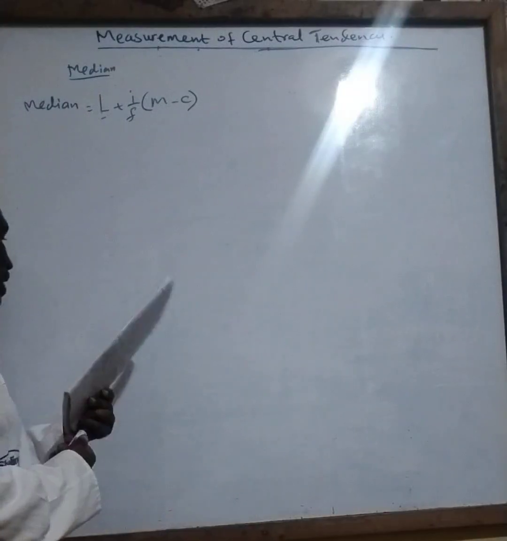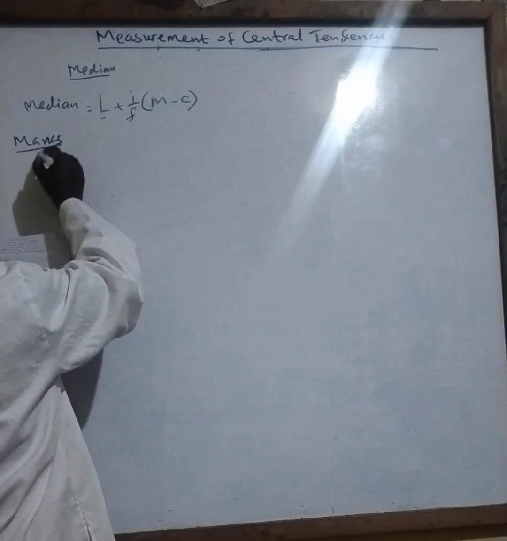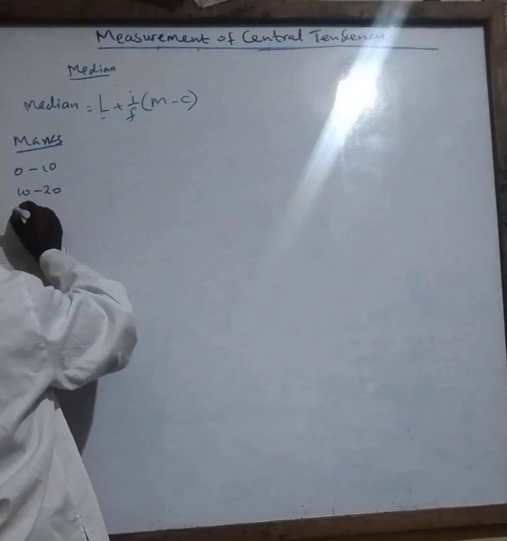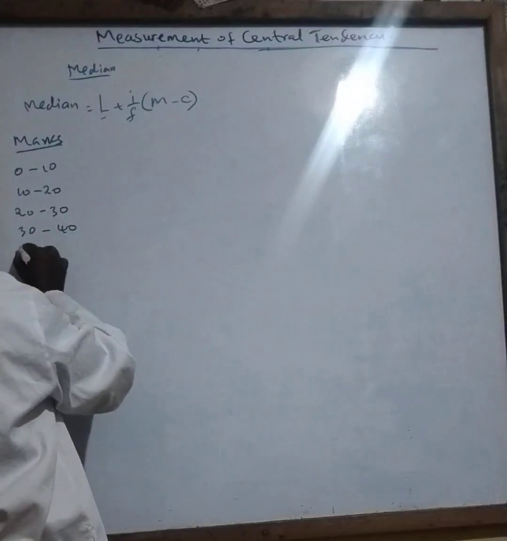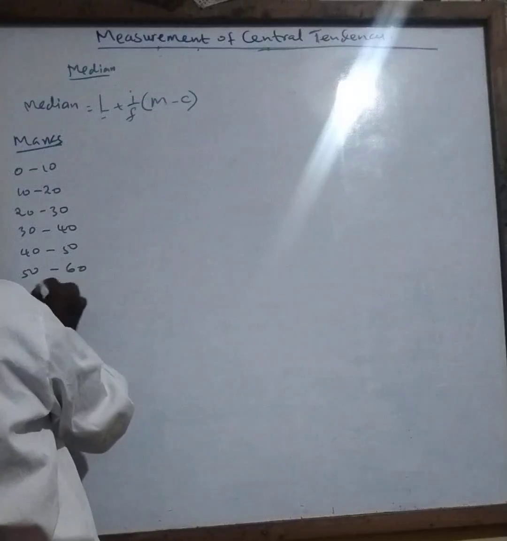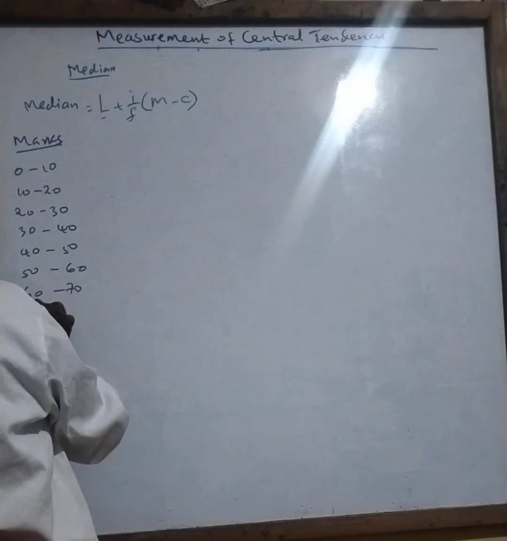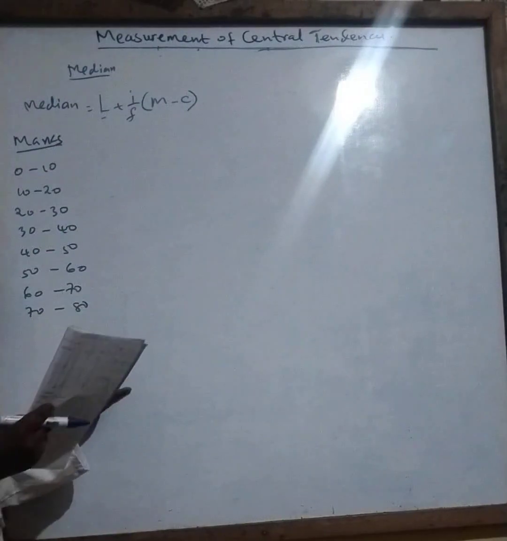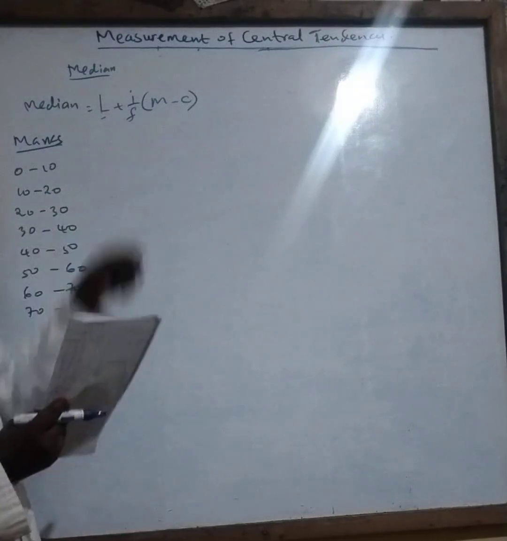So for example, look at this data. We have the marks here: 0 to 10, 10 to 20, 20 to 30, 30 to 40, 40 to 50, 50 to 60, 60 to 70, and 70 to 80. This is the class. This is now the grouped data you have been given. Correct?